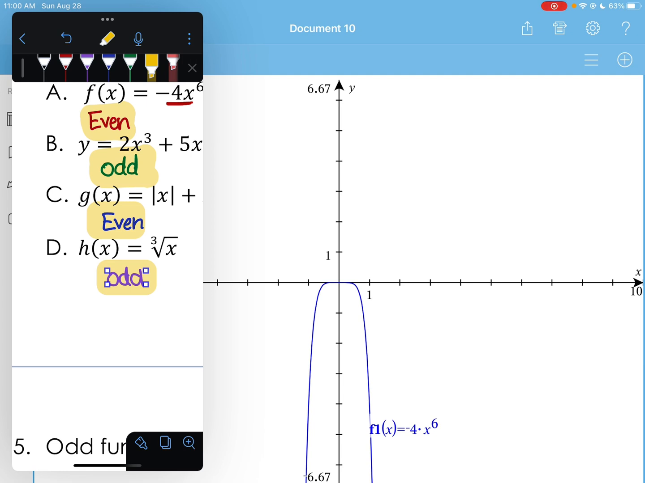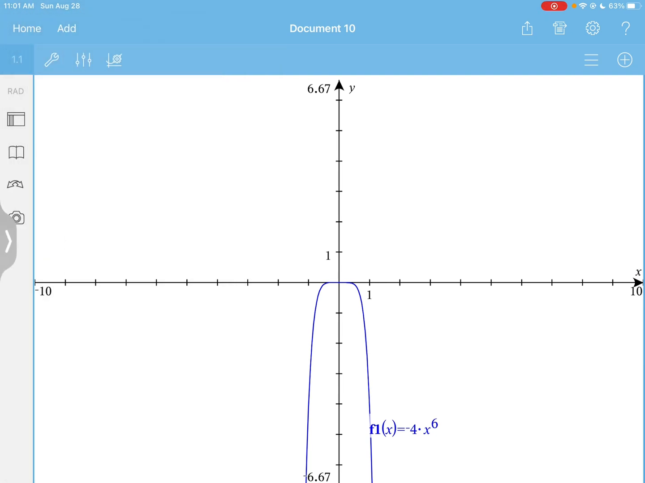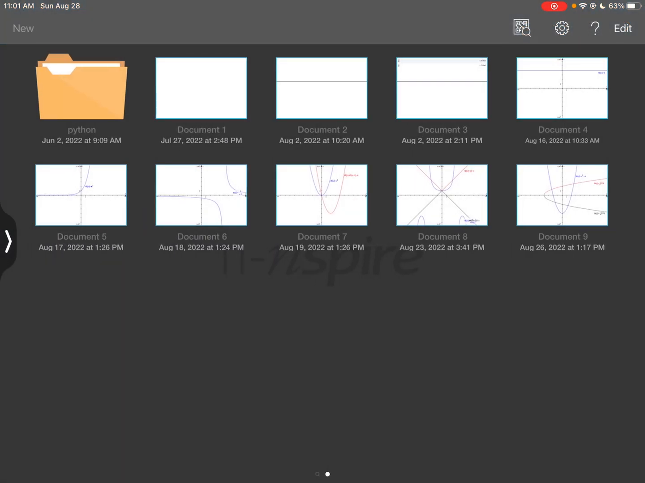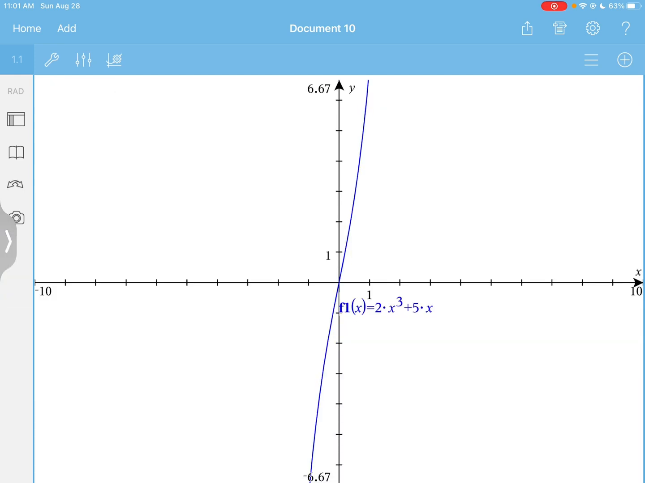Okay, so now I'm going to get a new graph and I'm going to type in that second answer choice. I'm going to discard my changes and get a new graph. And now I'm going to type in answer choice B, which is 2x to the 3rd power plus 5x. If I look at this, everything in that first quadrant lines up with everything in that third quadrant. So it is symmetrical about the origin, which is why it is odd.